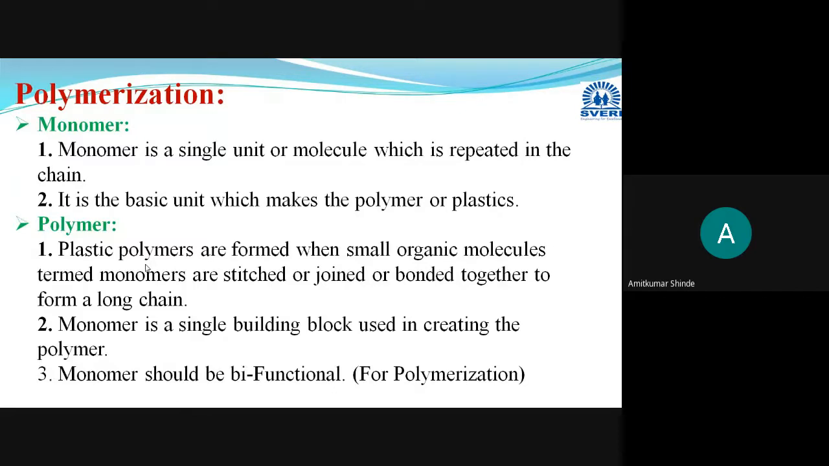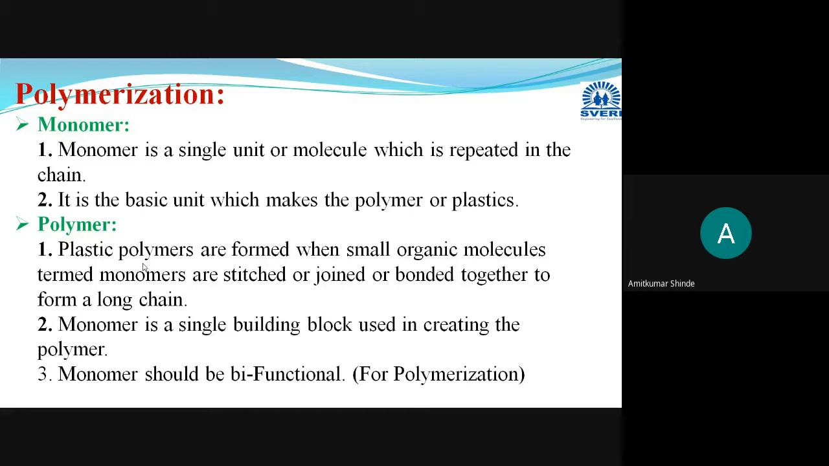In short, I will tell you that a monomer is nothing but a single unit or single molecule which is repeated again and again in the chain. That will be termed as the monomer. Like in a crystal structure, we have unit cells. Exactly, that unit cell is very similar to this monomer. And with the combination of a number of monomers, a polymer will be formed.